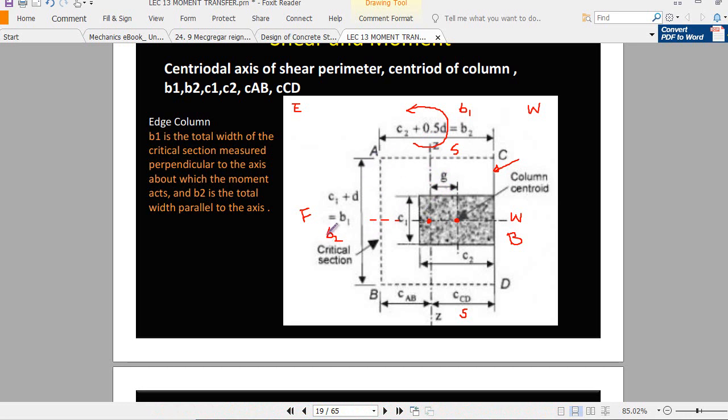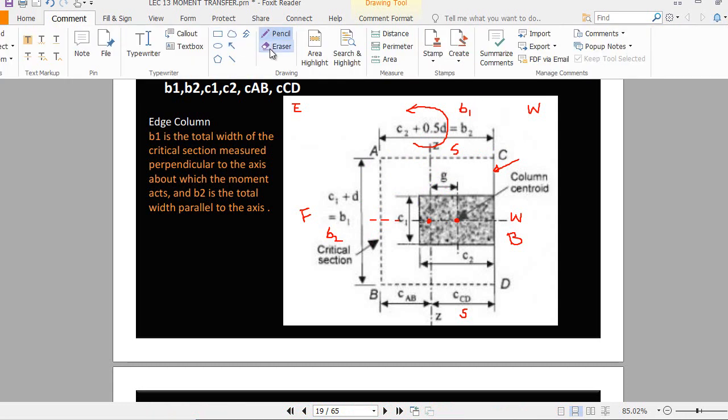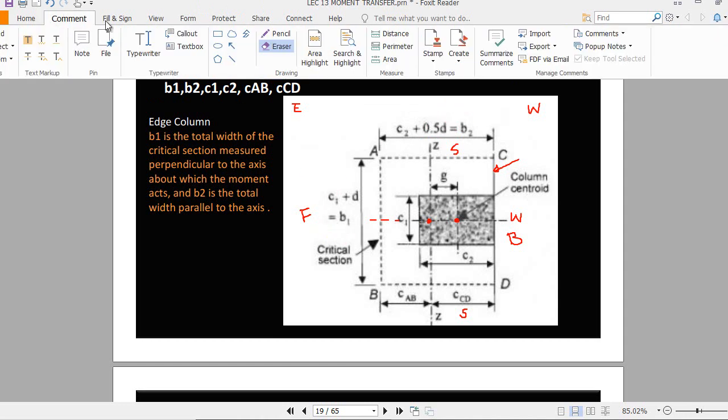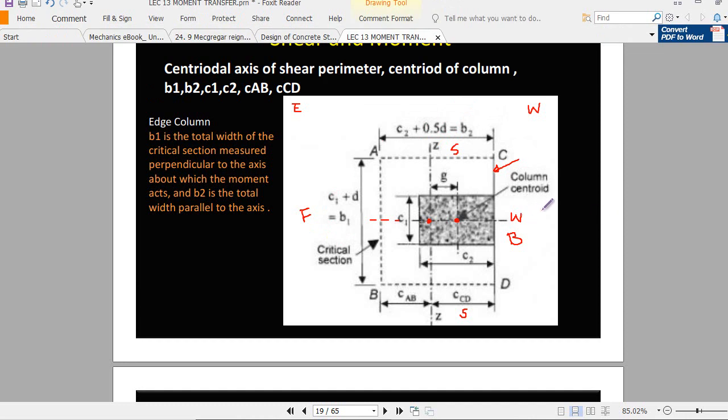So that's why this is B2. And this side, as you see here, is perpendicular to the z-axis. So that's why this is your B1. If, let's say, the moment is acting about the w-axis, then this kind of notation will be right.